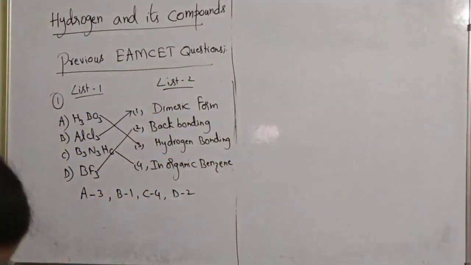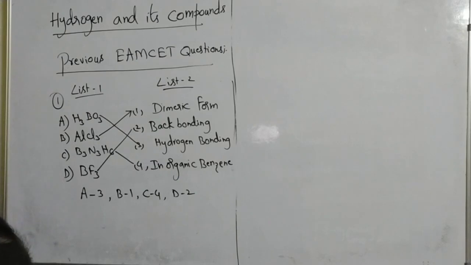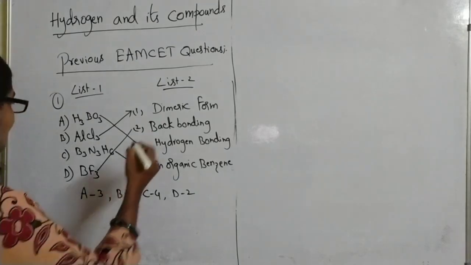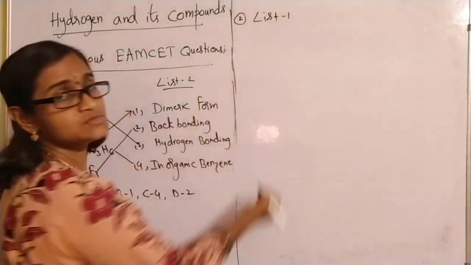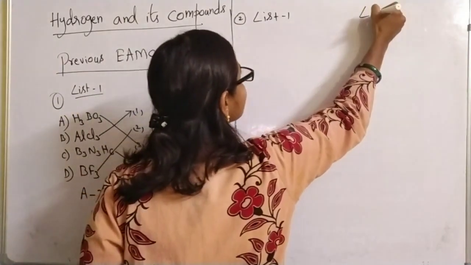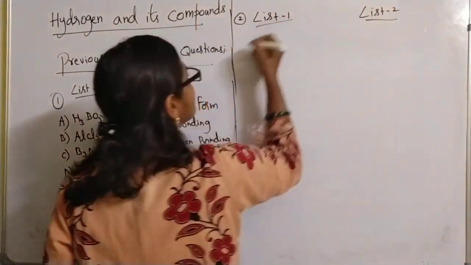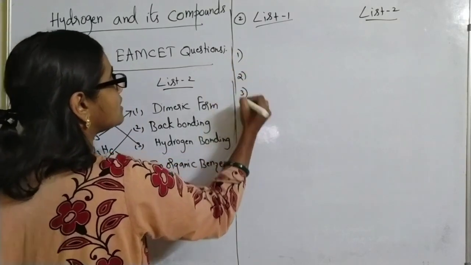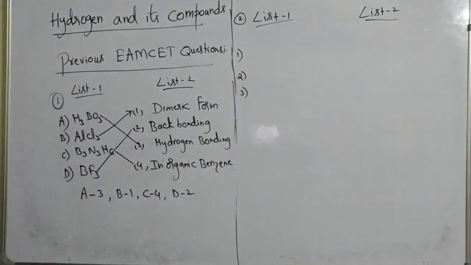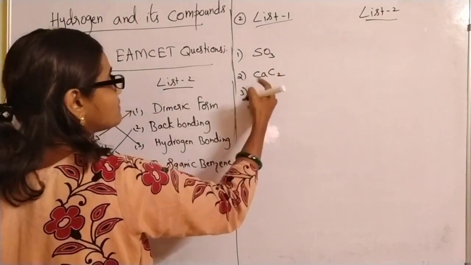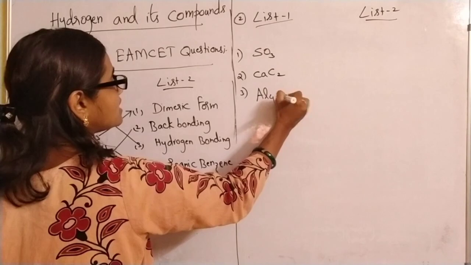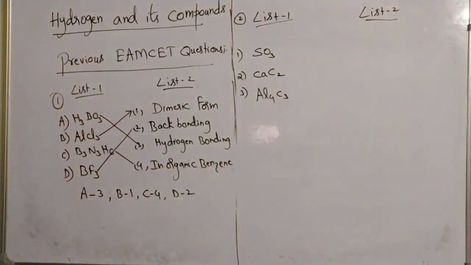Once look at this question, match the following only. SO3, CaC2, Al4C3. List 1. And here it is given as list 2. So in that, 3 questions are given like what? SO3, CaC2, calcium carbide this is. Al4C3, this is aluminum carbide. Okay, that was given in list 1.